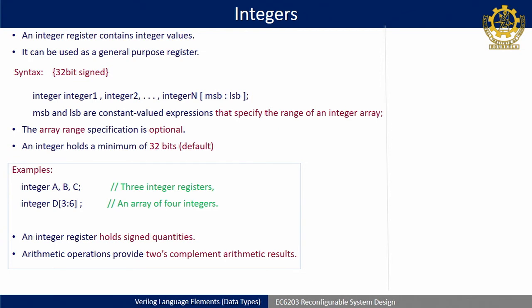Okay. Now, next is another data type called integers. An integer is a data type that contains only integer values, and in the syntax, by default it has a value of 32 bits. Unlike a register, where you define reg 31 to 0 or reg 7 to 0, for a variable you are just giving a or b. Integer by default is 32 bit.